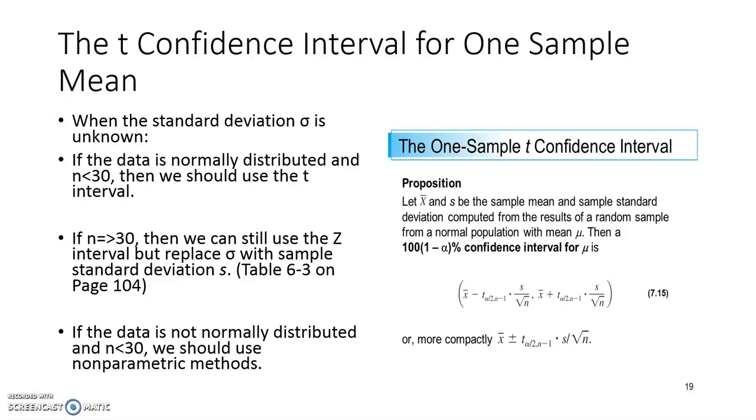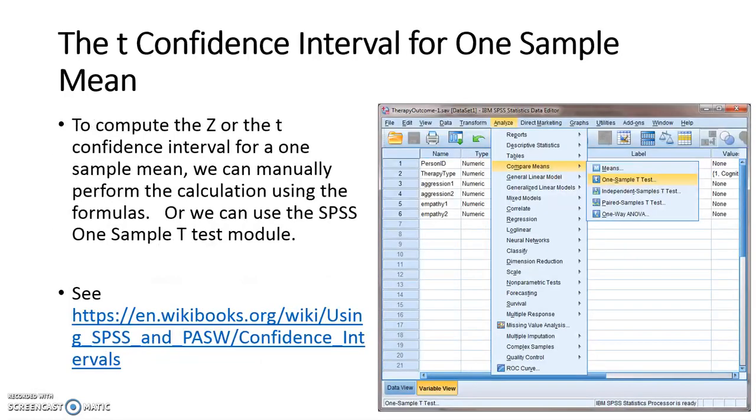Basically, these results are based on the central limit theorem. So if we have non-normally distributed data and the sample size is small, we should consider non-parametric methods. Otherwise, we can rely on the t interval or the z interval.